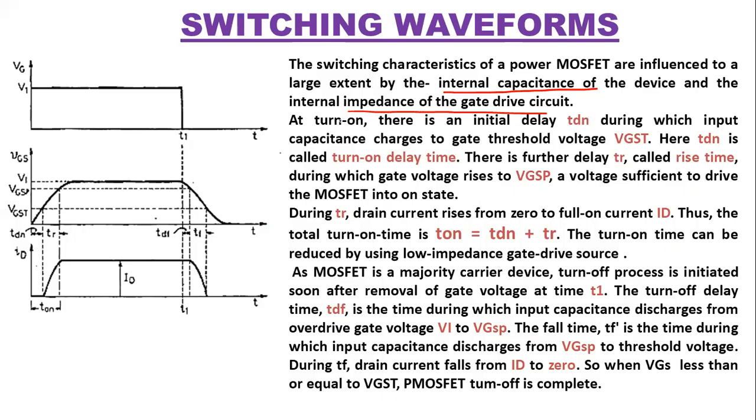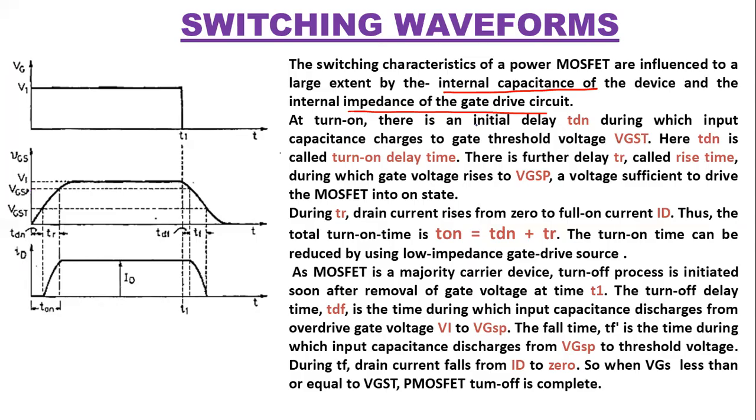Let's see. At turn on, there is an initial delay. During turn on, for the gate to source voltage, there is an initial delay TDN. We have the gate voltage VG which we are providing, then the gate to source voltage, and then the drain current that is flowing from the drain to source.